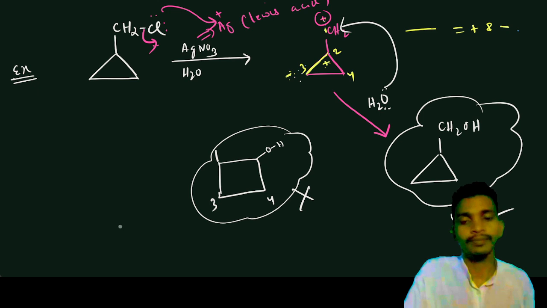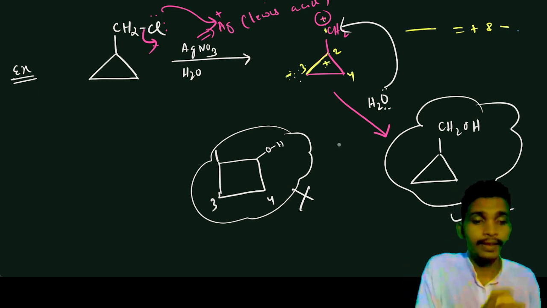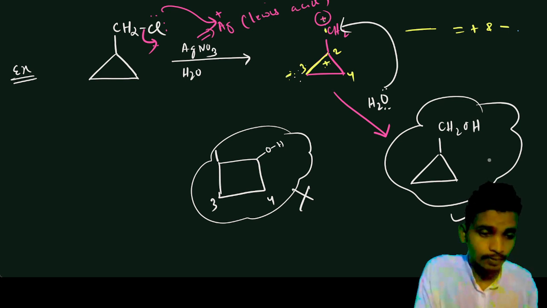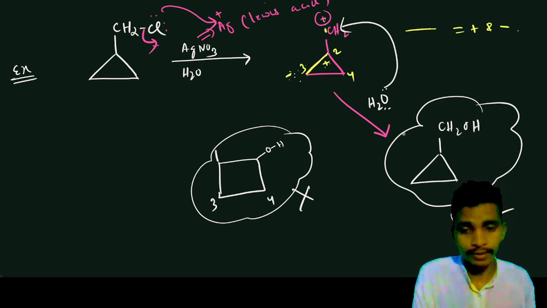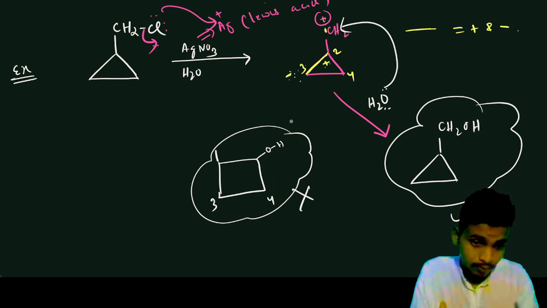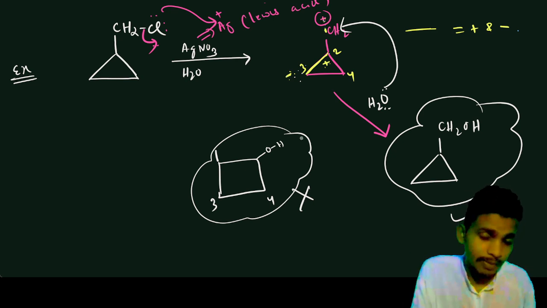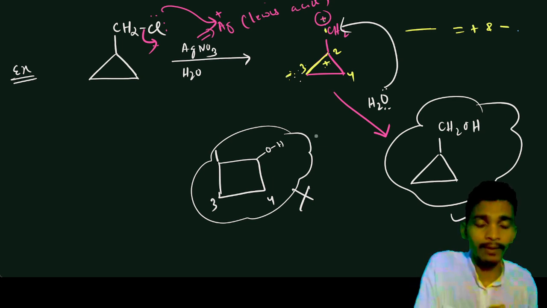Likewise we can do both the cases, and we'll check which is more stable, and that will give the final answer for the product. In organic chemistry, always write down the possible options, then check the stability; the more stable product is the one that will form.